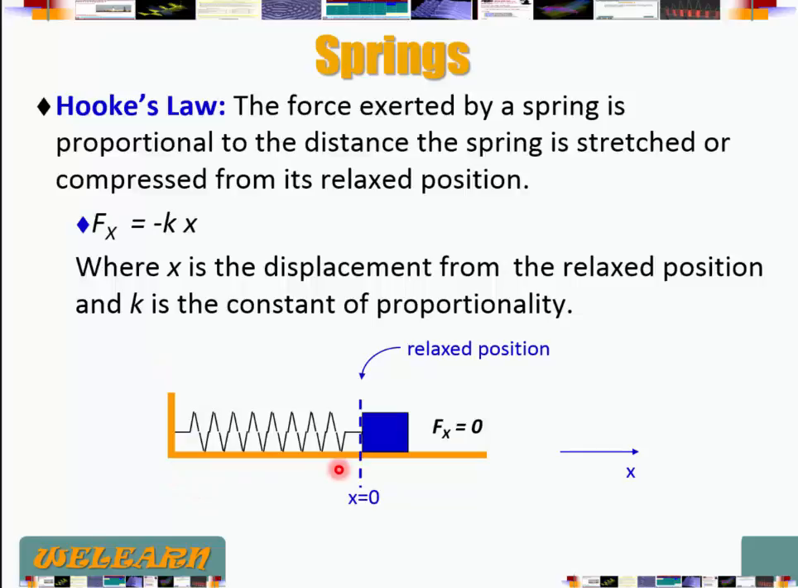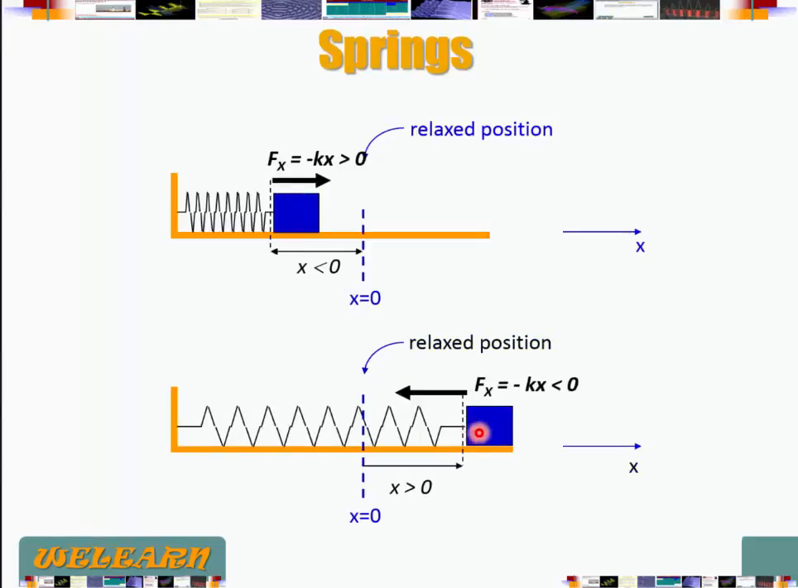For example, if this is our spring, if this is the relaxed position, this is the mass, now my force is equal to 0. Now at this position here, the spring is compressed. If I'm using this as the positive x direction, my x here is negative. My force, minus Kx, is positive, meaning it's pointing in this direction like shown. That's my spring force.